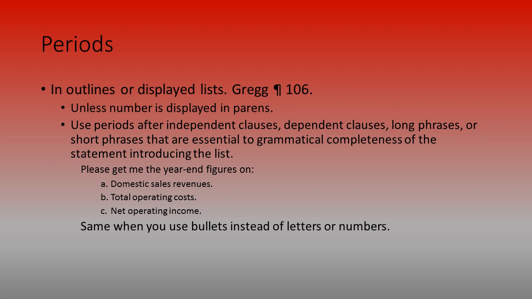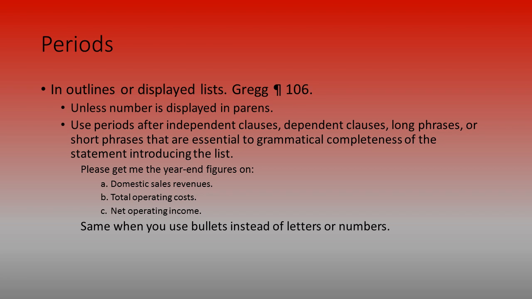Use periods in outlines or displayed lists, unless the number is in parens, and then you don't need a period. But do use them after independent clauses, dependent clauses, long phrases, and short phrases that are essential to grammatical completeness of the statement. So in this example, please get me year-end figures on domestic sales revenues. That makes sense. And please get me the year-end figures on total operating costs. That makes it a complete statement, so you would use periods after those.